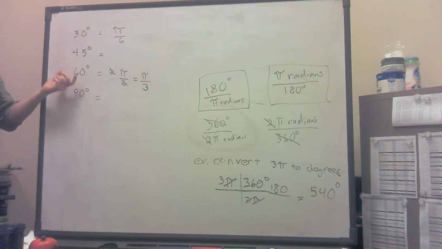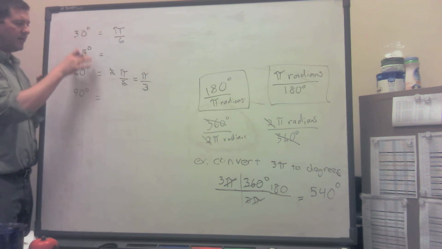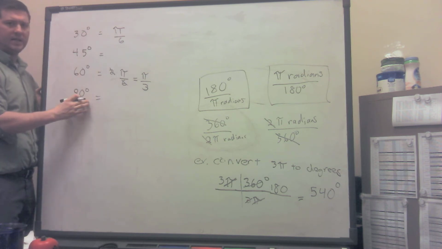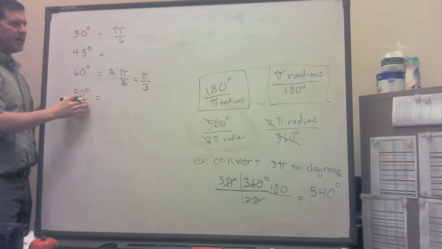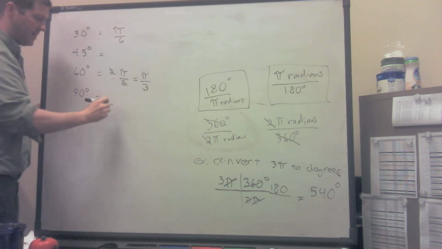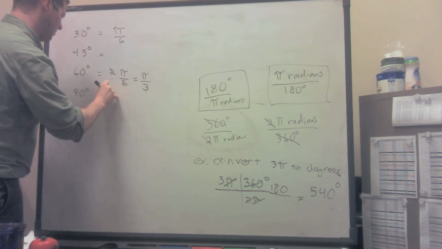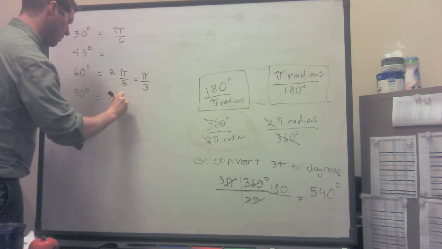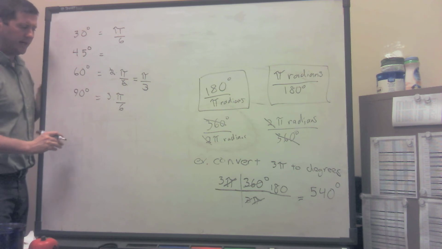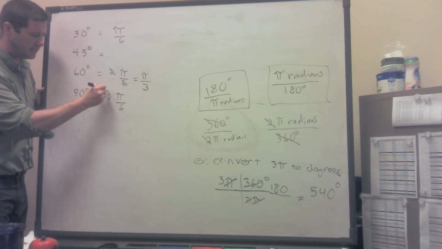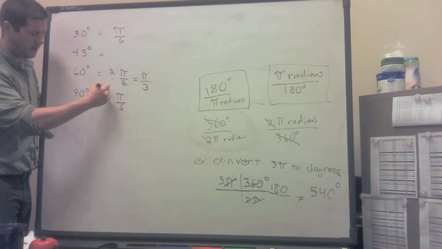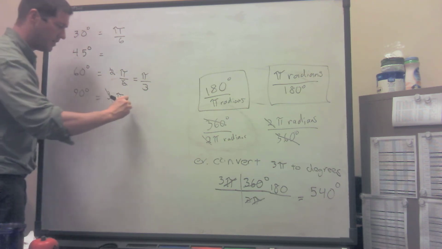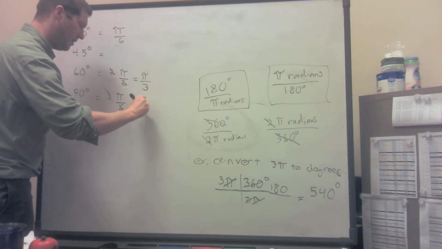90 degrees is just what? It's 1, 2, 3 times 30 degrees. So 3 times 30 gives me 90. 3 times pi over 6 should give me 90 as well. And once again, that gives me something I can simplify really quickly. 3 and 6 are both divisible by 3. I can cancel 3 out of each of those, and it leaves me with pi over 2.